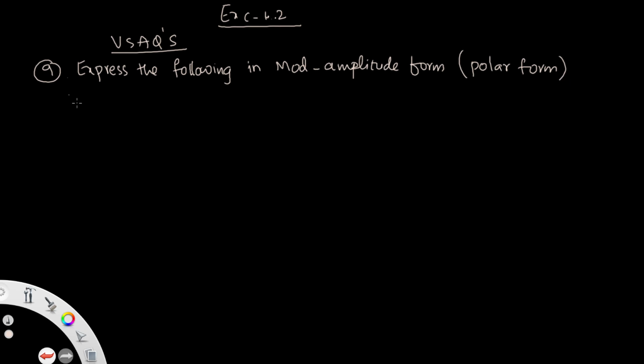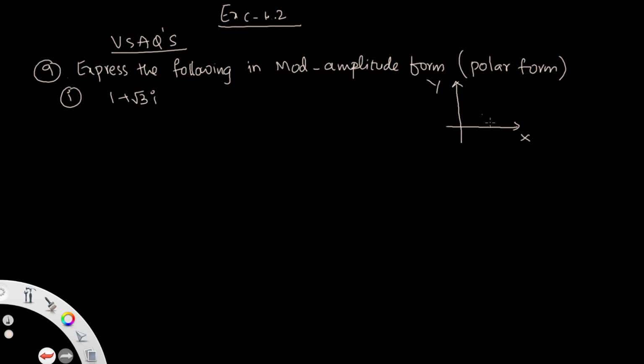First question: 1 plus root 3i. Mod amplitude form or polar form, both are the same. First, learn the formula for the modulus amplitude form. That is the real axis, and this is the imaginary axis.